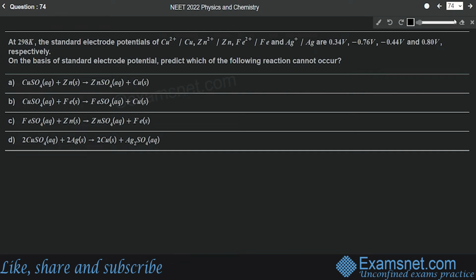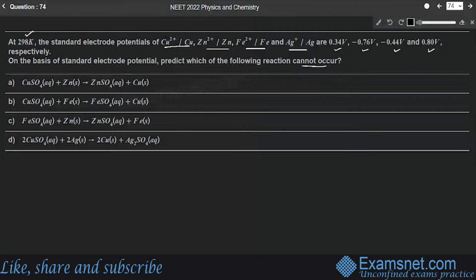Question number 74 is from the chapter electrochemistry, and the question is, at 298 Kelvin, the standard electrode potentials of copper ion to copper, zinc ion to zinc, ferrous ion to ferrous, and silver ion to silver are 0.34 volt, minus 0.76 volt, minus 0.44 volt, and 0.80 volt respectively. So on the basis of standard electrode potential, predict which of the following reaction cannot occur.